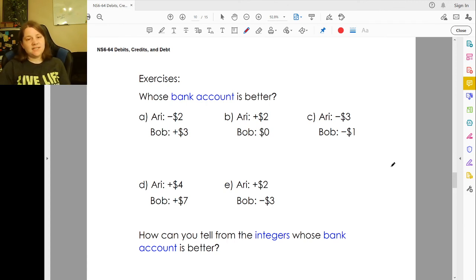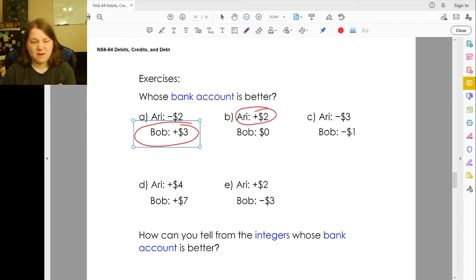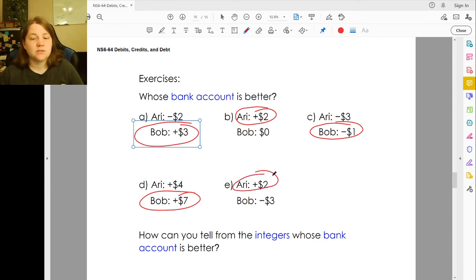Welcome back. Let's take a look. If Ari owes 2 and Bob has 3, Bob's in the better position here. Ari has $2, Bob has nothing. So Ari's in the better position. Ari owes $3. Bob only owes $1. That's a lot better. If Ari has $4 and Bob has $7, better to have $7 than $4. If Ari has $2 and Bob owes $3, better to have $2 than to owe anything.